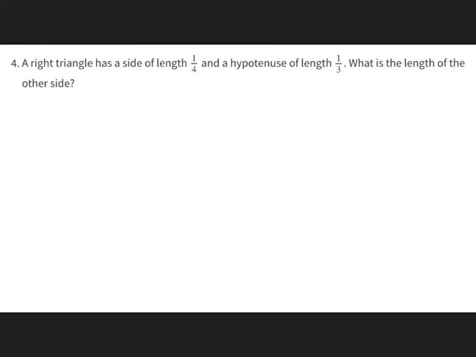Okay, let's look at this one. It says a right triangle has a side of length 1/4 and a hypotenuse of length 1/3. What is the length of the other side? So, oh no, the dreaded fractions. Well, let's draw our right triangle. That's not a very pretty right triangle, is it? One of the side lengths is 1/4 and the hypotenuse is 1/3.